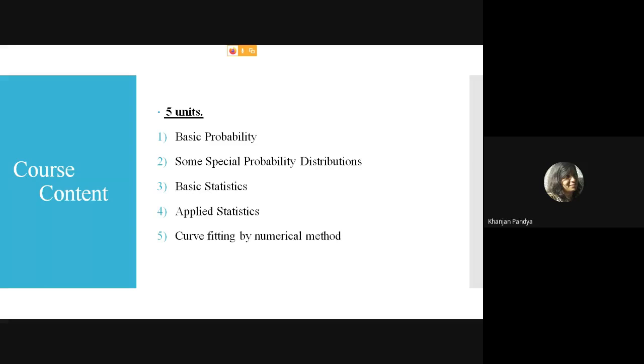Here we are going to learn basic probability first. Then as we have started probability, we have to continue with the special probability distributions.